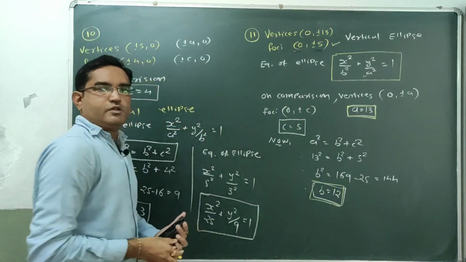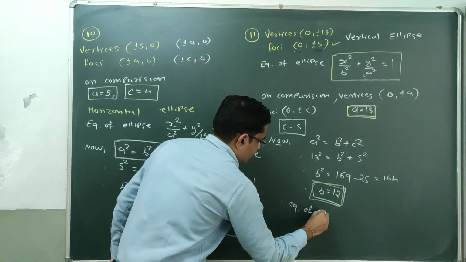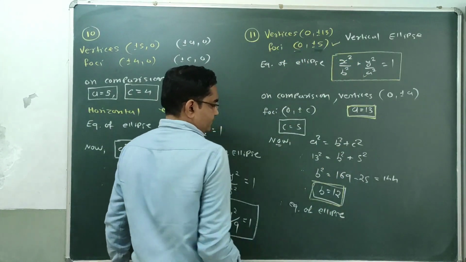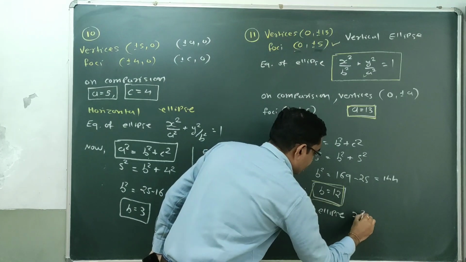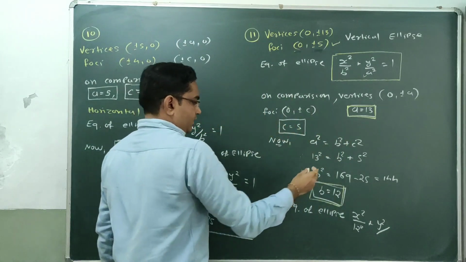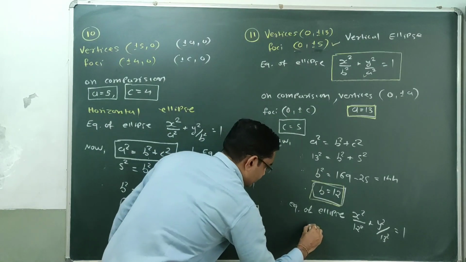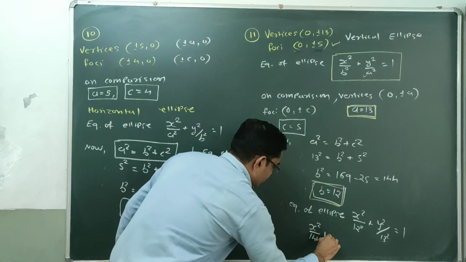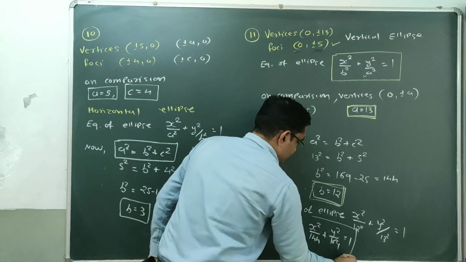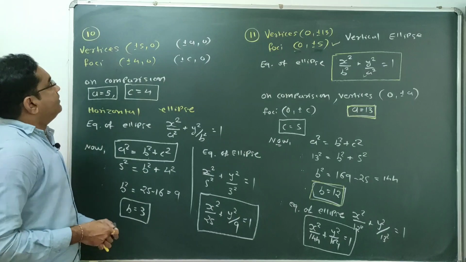So now we can write the equation of the required ellipse. According to our conditions, x square by b square, where b is 12, it's x square by 12 square, plus y square by a square, where a is 13, so 13 square, equal to 1. Therefore we can write our answer: x square upon 144 plus y square upon 169 equal to 1 is the equation of the required ellipse. Clear, friends? So this is your question number 10 and 11.